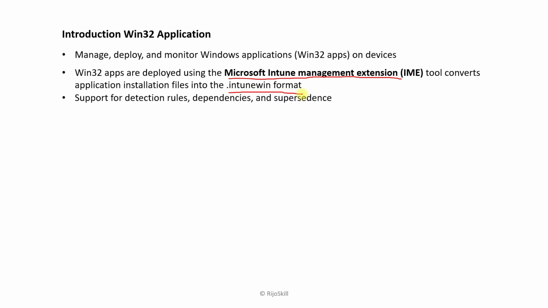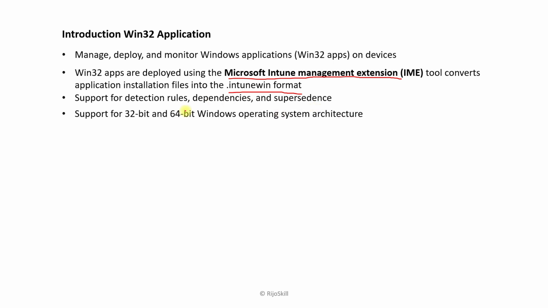Next, support for the detection rule, dependency and supersedence. So what does the detection rule mean? It checks the app's presence on the device after installation. Dependency means the relationship between one app and another app. Supersedence means you need to edit or update your applications. They will support the Intune Win32 application.